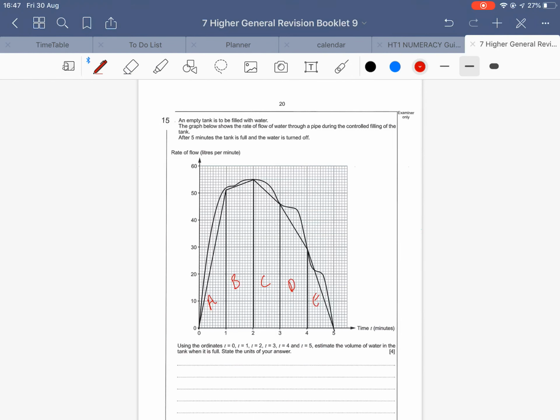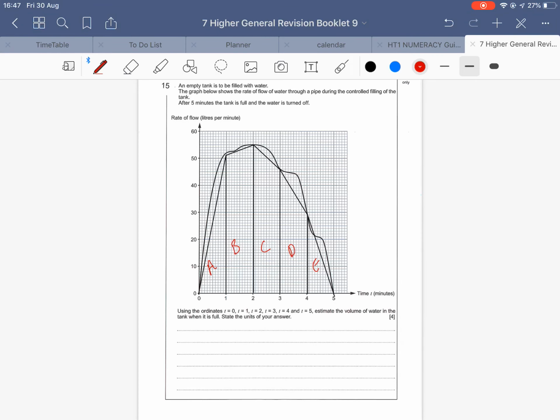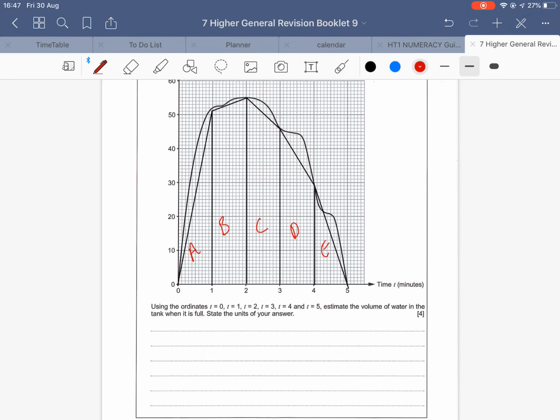So all you've got to do is find the area of each of those shapes. I'm going to start with A. A is the area of a triangle. So it's a half times the base, which is 1, times this height here. I think it goes up to the second one. Each one is 2: 2, 4, 6, 8. So that's half of 52, which is 26.